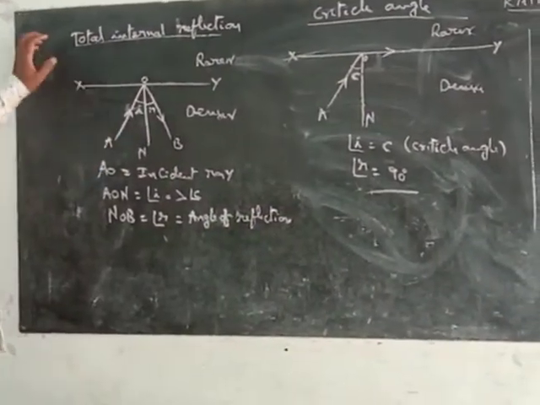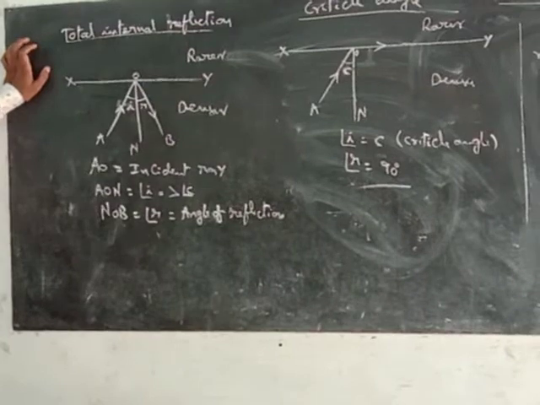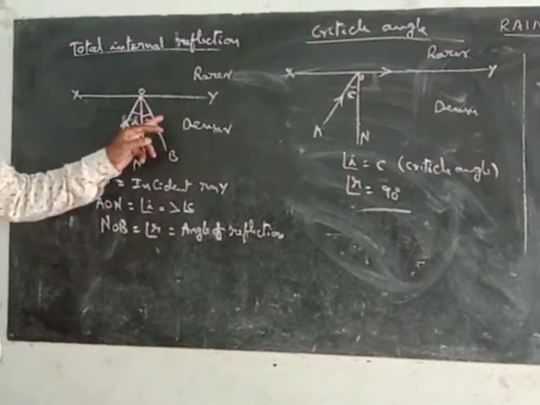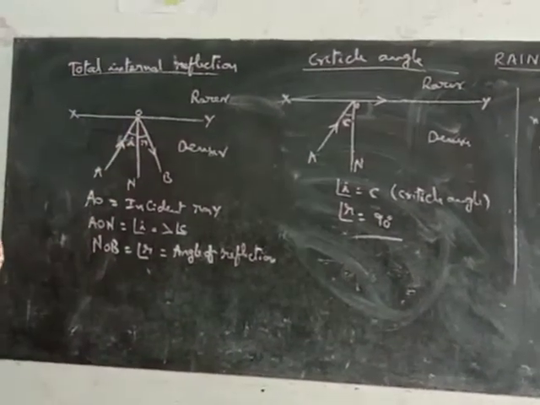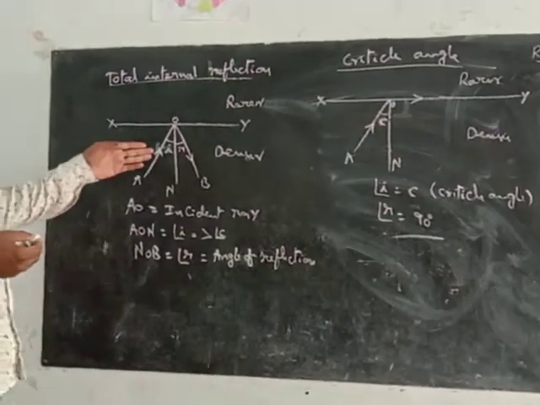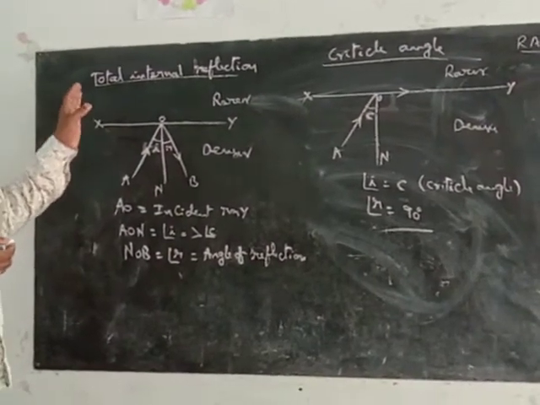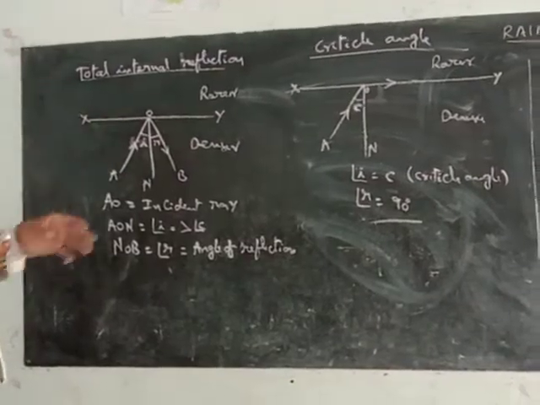What are the important points in total internal reflection? One is the light ray must travel from a denser to a rarer medium, and the second point is the angle of incidence is greater than the critical angle. Remember these 2 points in case of total internal reflection.